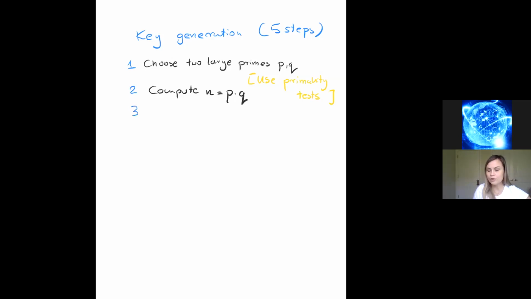We compute Euler's phi function for this n. And there is a formula for this. So the formula is p minus 1 times q minus 1. So this is Euler's phi function.